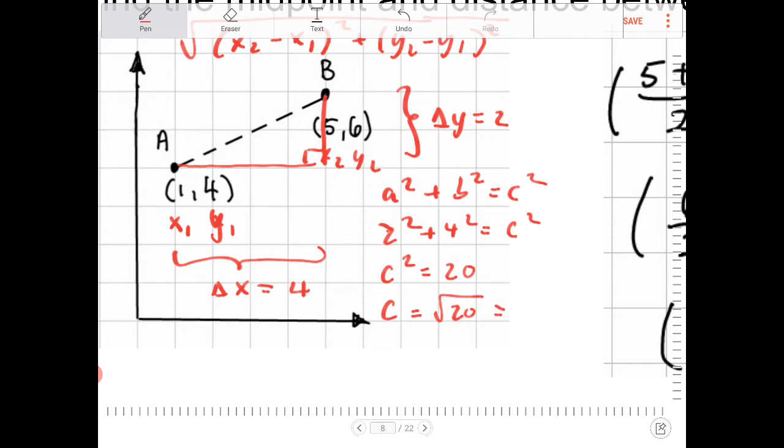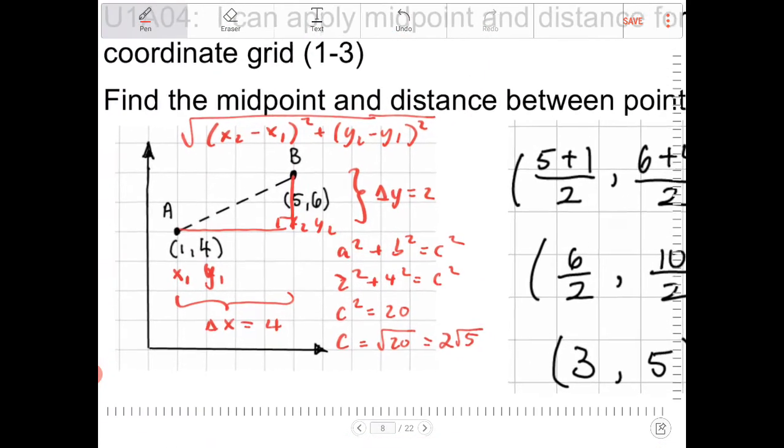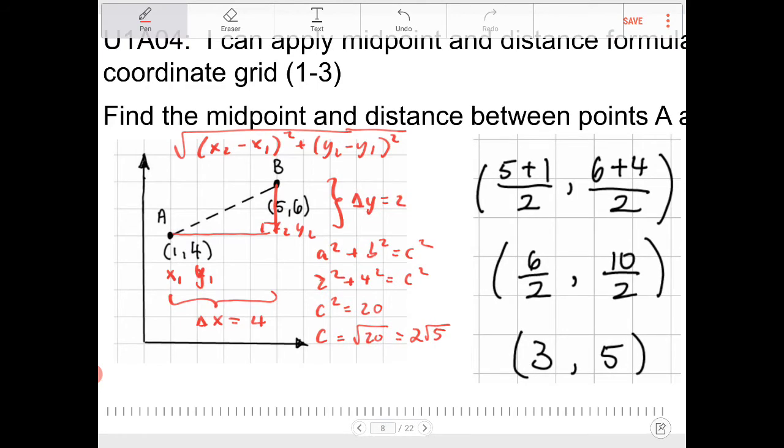Square root of 20 is the same thing as square root of 4 times square root of 5. However, square root of 4 is in fact 2. So this is 2 square root of 5. So the length of the hypotenuse is 2 square root of 5, or the distance between points A and B is 2 square root of 5.